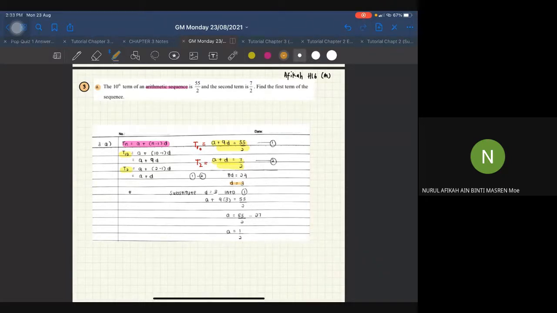Substitute pergi equation first atau yang second. So saya pilih yang first equation. A plus 9 times 3 equals 55 over 2. Itu nilai A is 1 over 2. Okay. Terus kalau kita cari first term sama dengan A. So kita dapat jawapan dia. Itu je. Terima kasih. Okay, semua boleh faham tak?